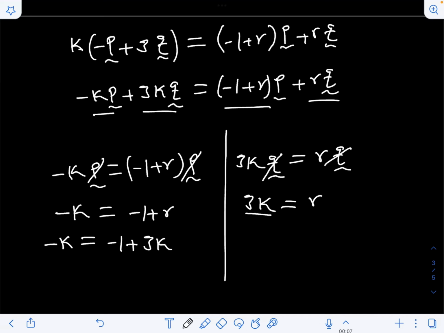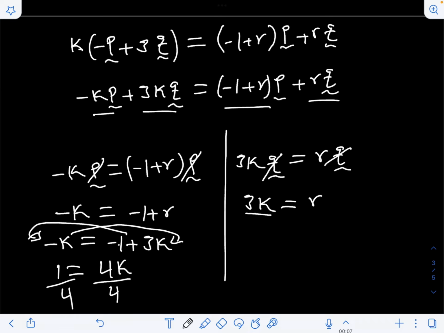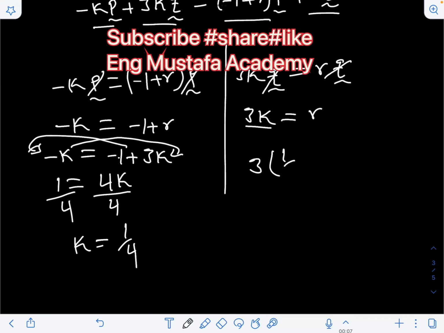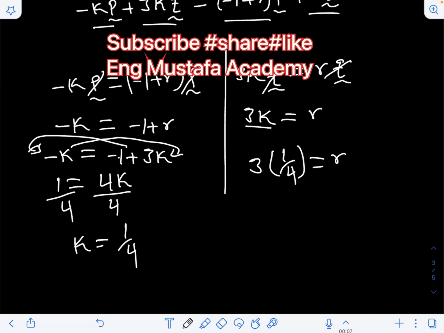So let us take that one to that side and this one to the other side. This one is negative; on the other side it will be positive. Then equal to, this will be 4K. So divided by 4 here, divided by 4 here. That means our K is 1/4. Good. So what about R? R is the same as 3 times bracket the value of K, which is 1/4. So this one times that one will be 3/4 equal to R. That means the value of R is this, the value of K is this one.